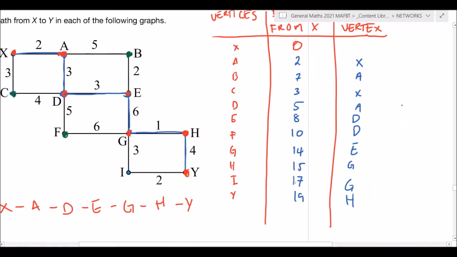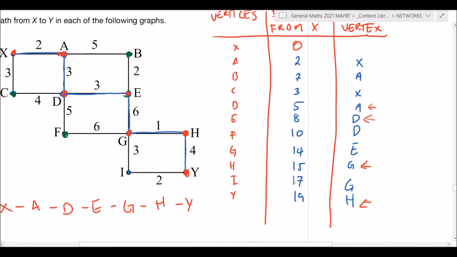And to do that, basically, if you're trying to get to Y, and you're at X, sorry, and you want to get to Y, you can backtrack. So firstly, if you're at Y, the previous vertex was H. Okay, so that means you go to H. And if you're at H, the previous vertex was G. Okay, and if you're at G, right here, the previous vertex was E. So we go to E, which is here. If you're at E, the previous vertex was D. So we go to D. So we're here. And then if you're at D, the previous vertex was A.